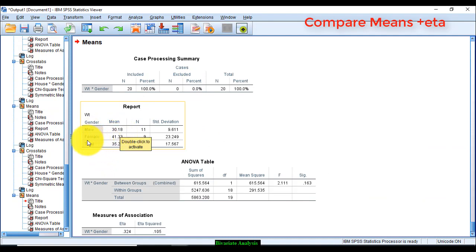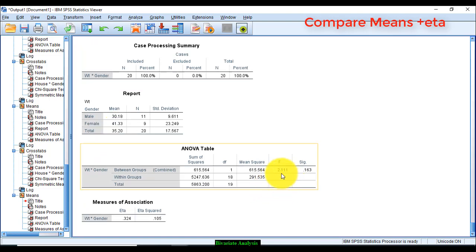Now this gives you the output wherein you can see that mean weight of male children is 30.18 kg and female children is 41.33 kg. Look at the ANOVA table. F value 2.111 is not statistically significant because the p value is not less than 0.05 or level of significance, which is generally used as 5%. To take the measure of association or the strength of association between the gender and weight, the eta value is 0.324, which signifies that there is a weak association between weight and gender.